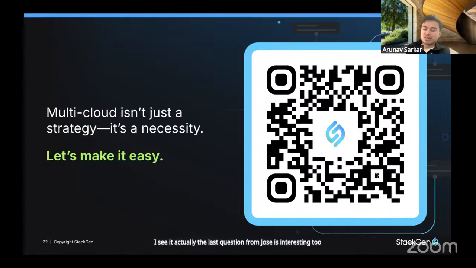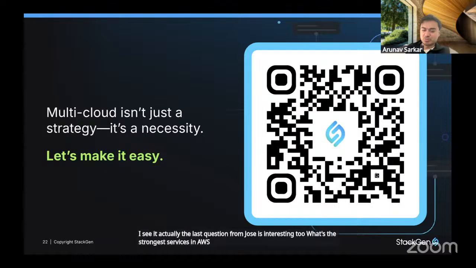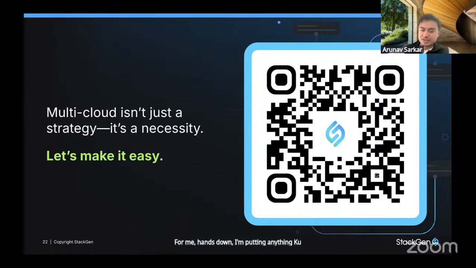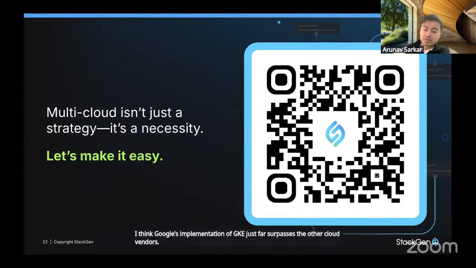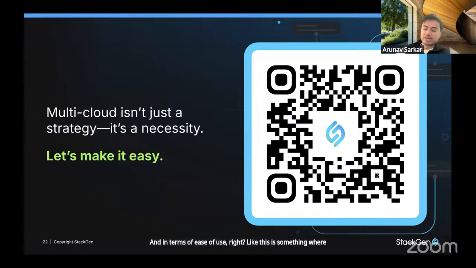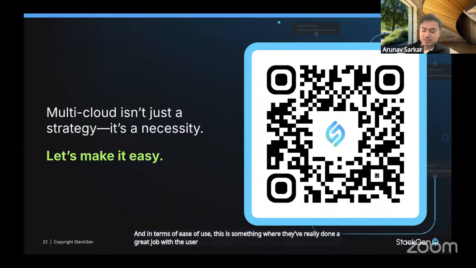What are the strongest services in AWS and Google Cloud, and where would you put your Kubernetes production cluster? For me, hands down, I'm putting anything Kubernetes inside Google. This is a personal opinion. I think Google's implementation of GKE just far surpasses the other cloud vendors in terms of ease of use. They've really done a great job with the user experience and the management experience for the clusters, the automatic upgrades, the node pool upgrades. Just managing it becomes almost an afterthought because of how simplified they've made it.